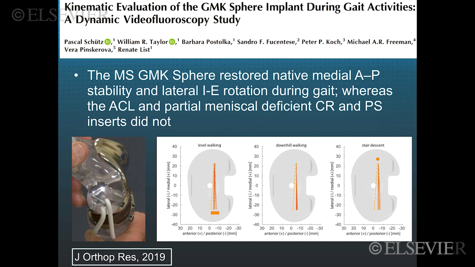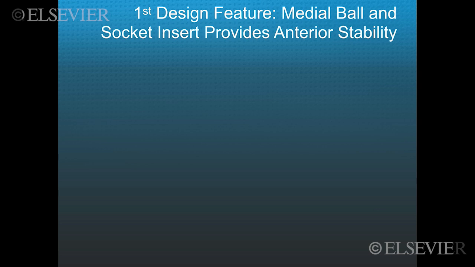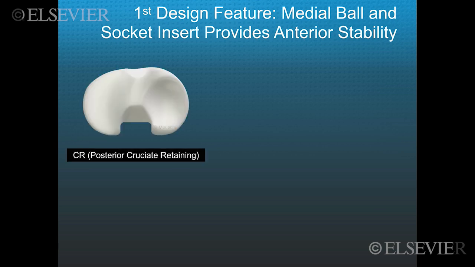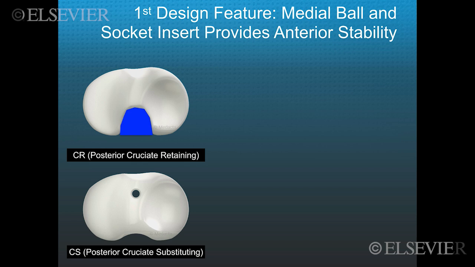And the lateral compartment, you can see nice, relatively normal IE rotation, since there is no rim on the flat lateral portion of the tibial insert. So the first design feature for promoting stability and reducing the risk of late tibial component failure from posterior rim overload is a medial ball and socket insert to provide the anterior stability. So it comes in a CR posterior cruciate retaining and a CS posterior cruciate substituting.